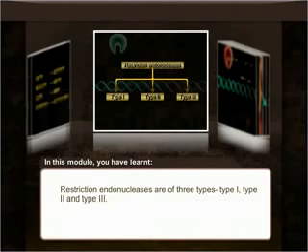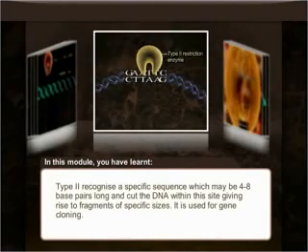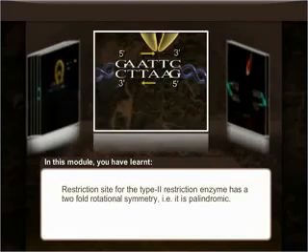Restriction endonucleases are of three types: type 1, type 2 and type 3. Types 1 and 3 cut the DNA outside the restriction site. Type 2 recognize a specific sequence which may be 4 to 8 base pairs long and cut the DNA within this site, giving rise to fragments of specific sizes. It is used for gene cloning.